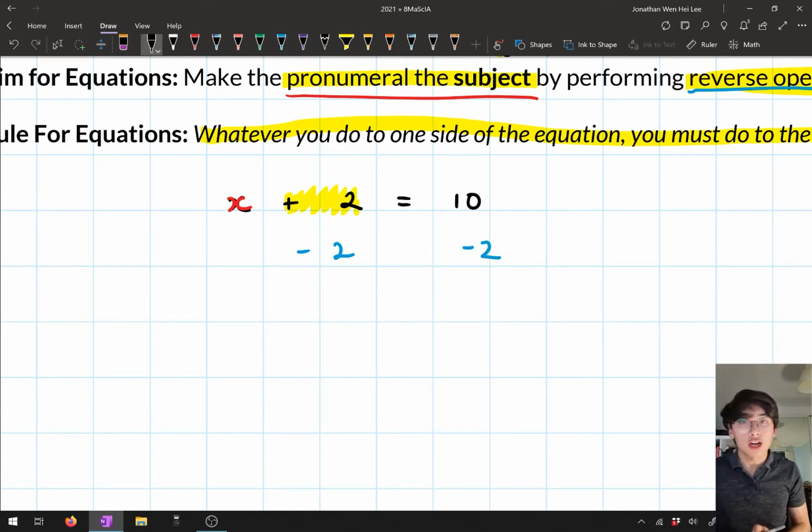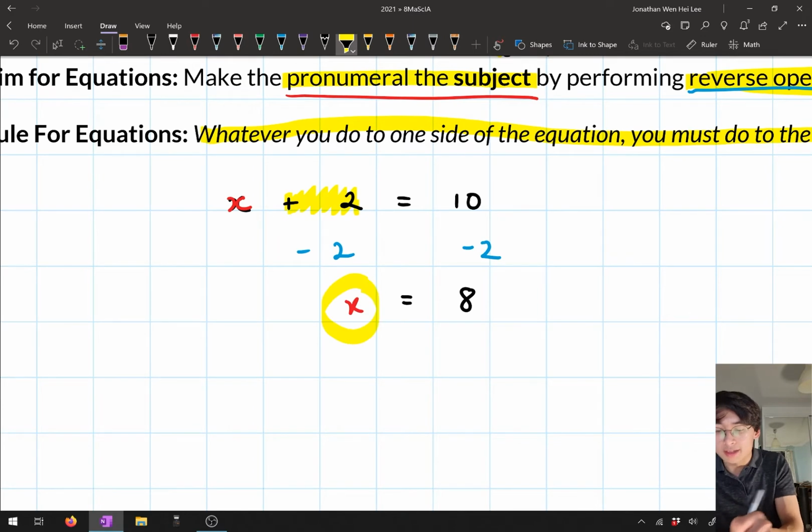And so if I subtract 2 from my left-hand side, all I'll be left with is x, which is by itself, and the plus 2 and the minus 2 will cancel each other out. I reverse that operation. And on my right-hand side, if I do 10 minus 2, that will give me 8. And so here, I have solved my equation. I've made x the subject. Notice here on the left-hand side, x is all by itself. There's nothing else there on the left-hand side. And so here, it tells me that my solution for this equation is x is equal to 8.